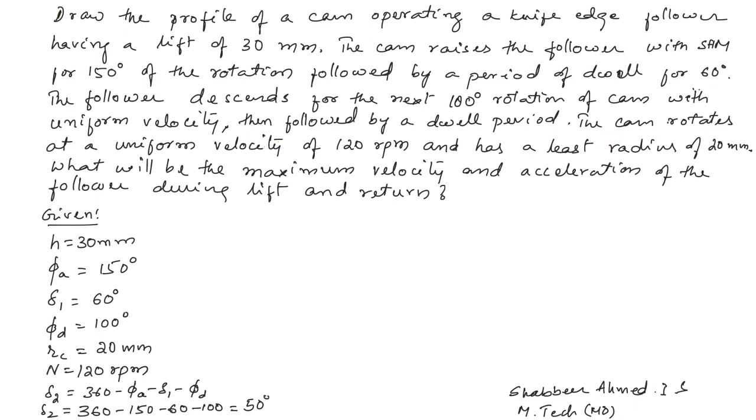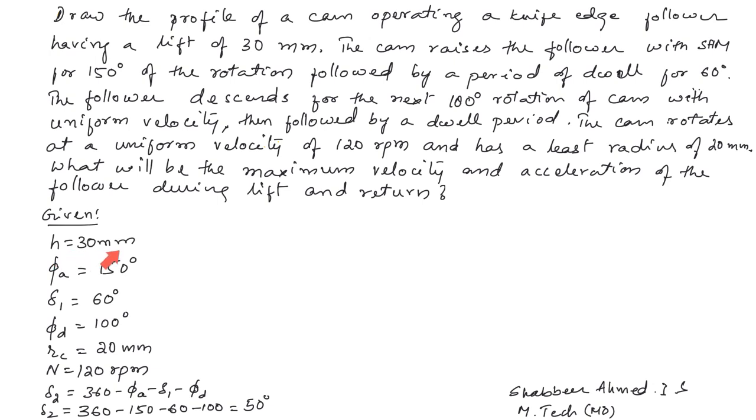The cam rotates with a uniform velocity of 120 rpm. So the speed of rotation of the cam is 120 rpm, and it has a least radius of 20 mm. So this is the base circle radius. What will be the maximum velocity and acceleration of the follower during lift and return? We also have to calculate the maximum velocity and acceleration during lift and also return.